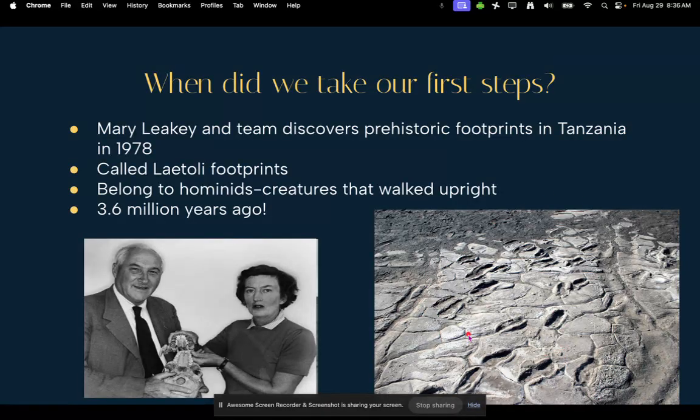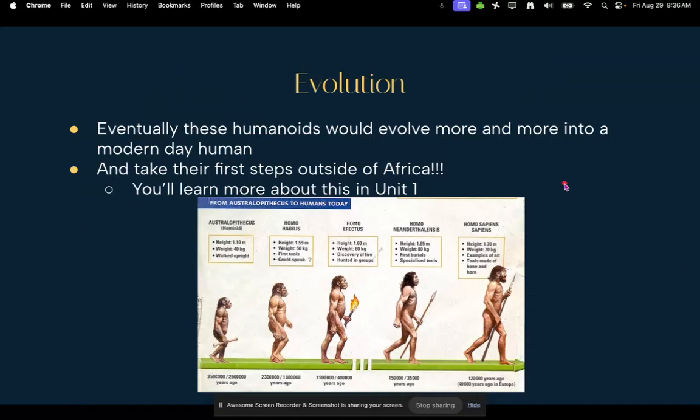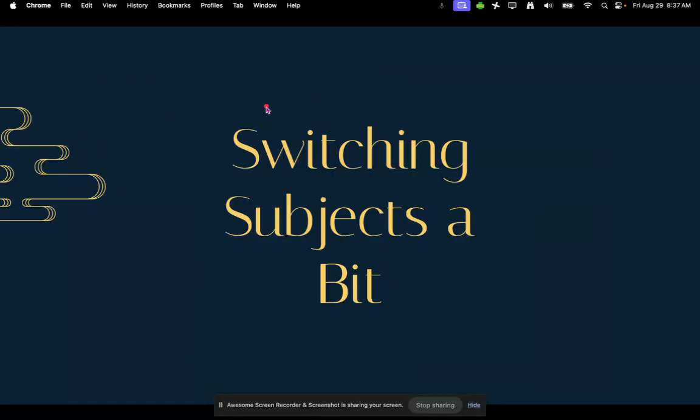Wouldn't that be crazy, if you're just wandering around the desert and all of a sudden you see these footprints and they're millions of years old? That's insane. So then we also have evolution. I'm sure you all talked about this in biology. Eventually these hominids would evolve more and more into modern day humans, and they would take their first steps outside of Africa. And you'll learn more about this in Unit 1.